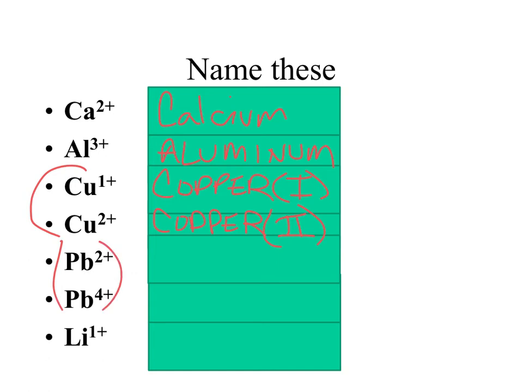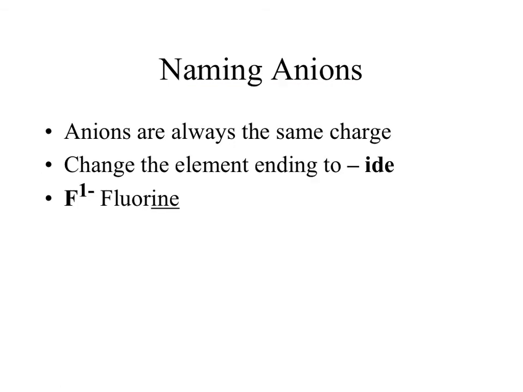Lead, a transition metal that also has more than one charge. So even though Pb is lead, I couldn't just use the name lead in the compound. It wouldn't work. Why? Because I don't know which charge it would be. So since this lead is 2+, I would call it lead 2. Since this lead is 4+, I would call it lead 4, which remember 4 is IV. So just do the Roman numeral in parentheses and you're all set. For lithium, lithium is just a regular alkali metal. It's not a transition metal, so we don't have to worry about any of that Roman numeral stuff. We just call it lithium. Simple as that.